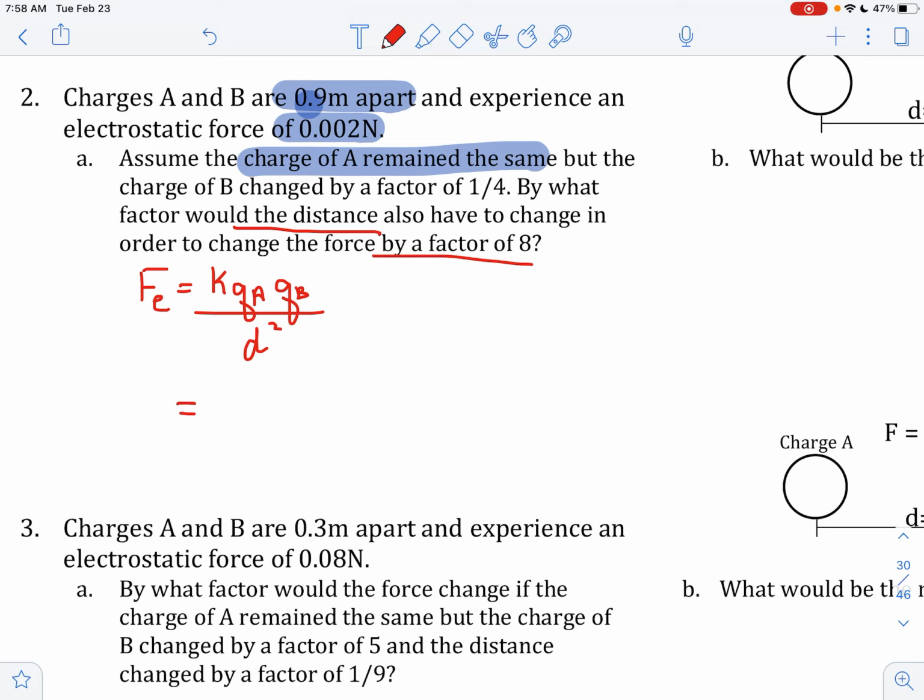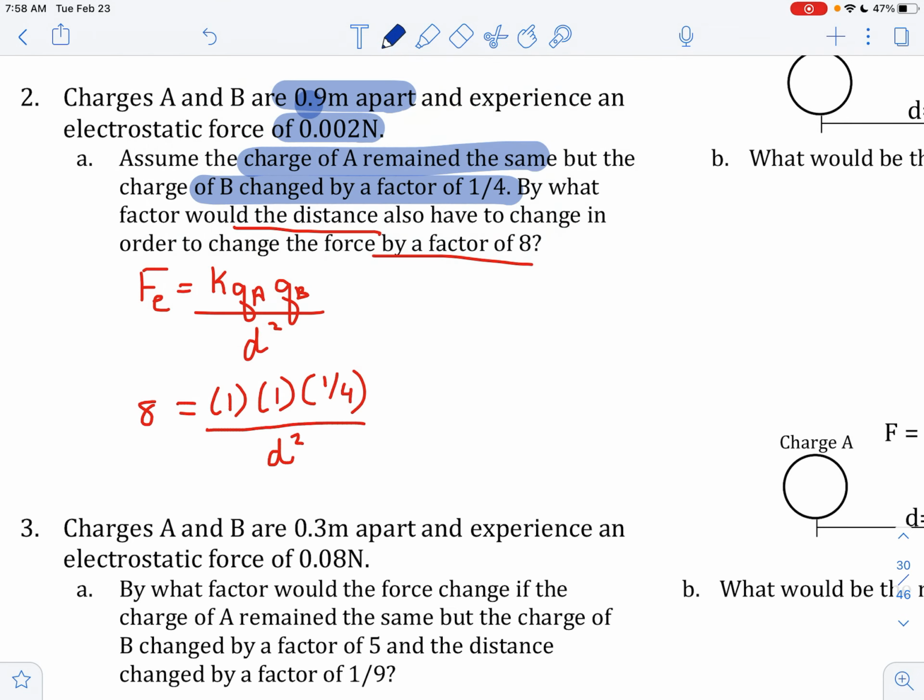So let's just start here. K won't change because it's constant. A remains the same, so the factor of change for A is 1. A is not equal to 1, it's just that the factor of change is 1. But then it says charge B is changed by a factor of 1/4. So B is 1/4. By what factor would the distance also have to change? We're looking for D in order for the force to change by a factor of 8. So force has to be 8 there. So this is our setup. Now we need to solve this.